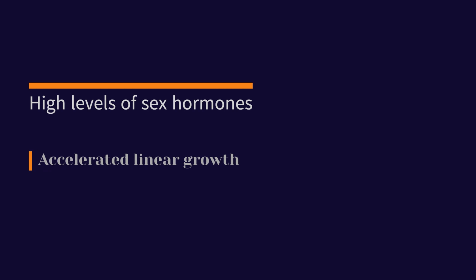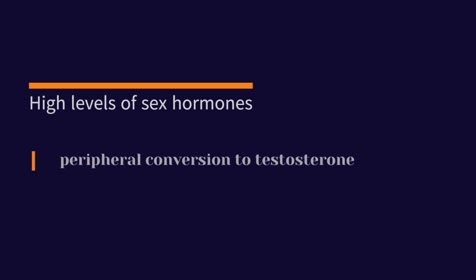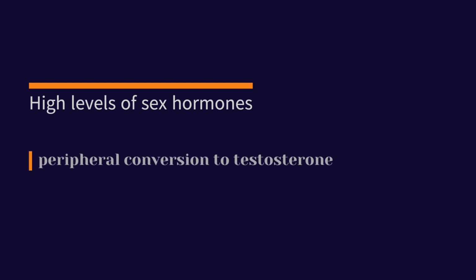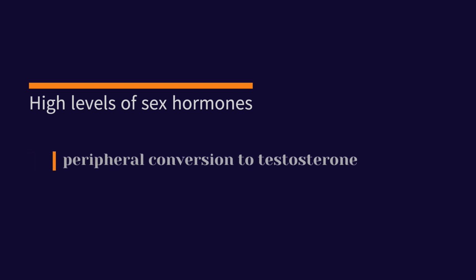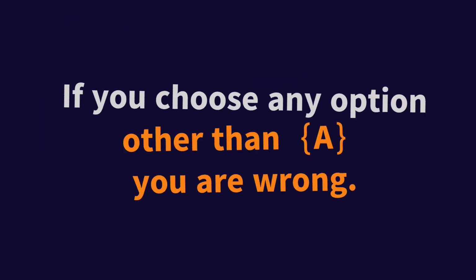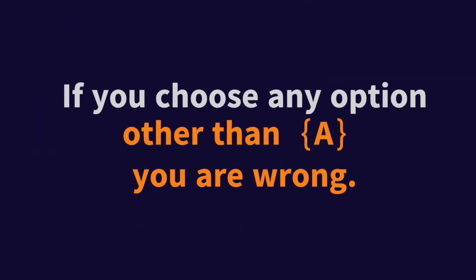In all forms of 21-hydroxylase deficiency, patients have increased 17-hydroxyprogesterone and androgen levels. Adrenal androgens, like dehydroepiandrosterone and androstenedione, undergo peripheral conversion to testosterone, which explains this patient's high testosterone level. If you choose any option other than A, you are wrong. Let's briefly discuss the other options.